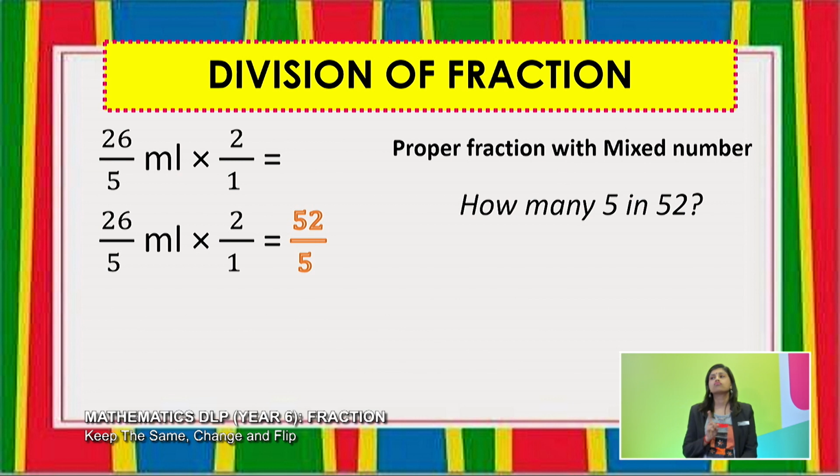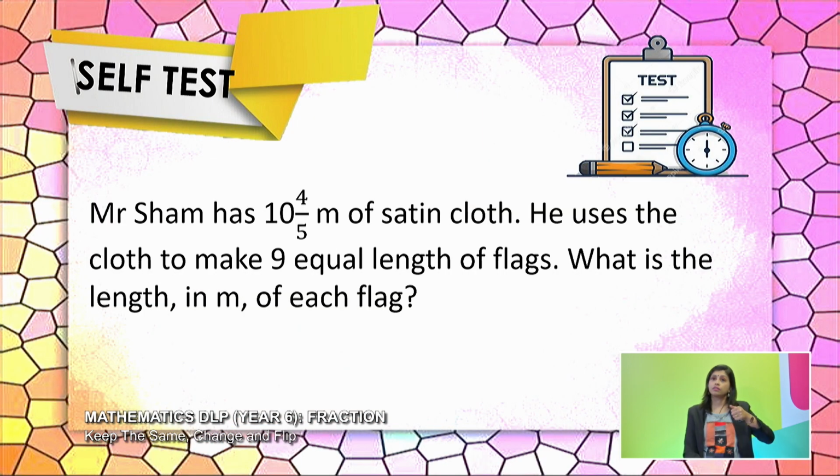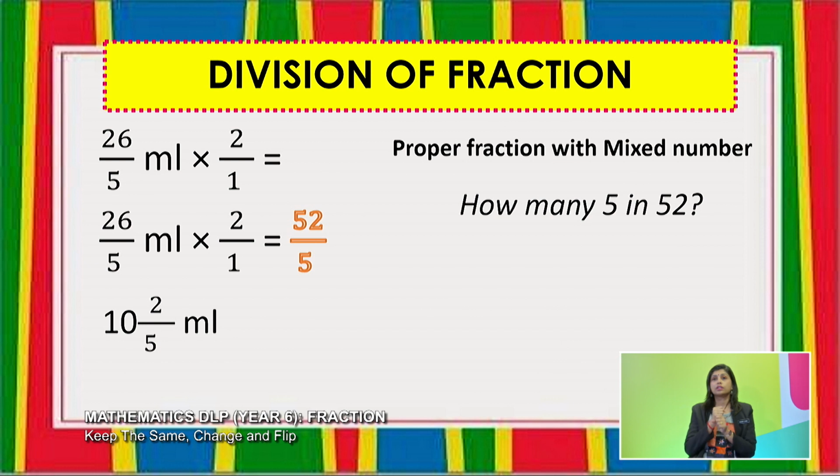Remember, we cannot leave the answer as an improper fraction. So we have to convert it into a mixed number. To convert it, either you divide 52 by 5, or you just do it mentally: how many 5s in 52? There should be 10. 10 times 5 is 50. So 52 minus 50, the balance is 2, so 2 over 5 milliliter. The remainder you write as the numerator, the denominator remains the same, and the quotient is the whole number. Understand?